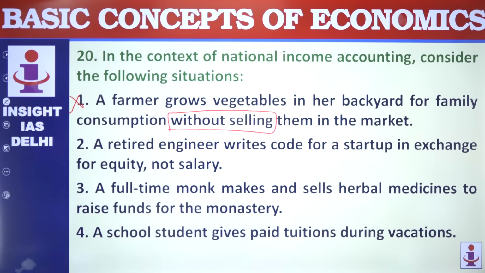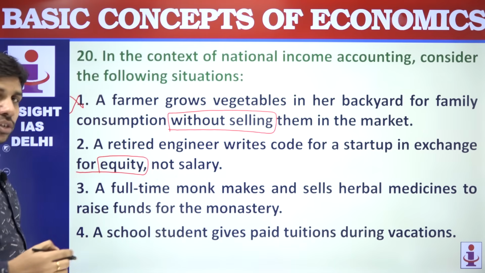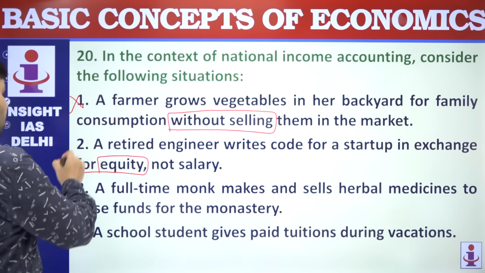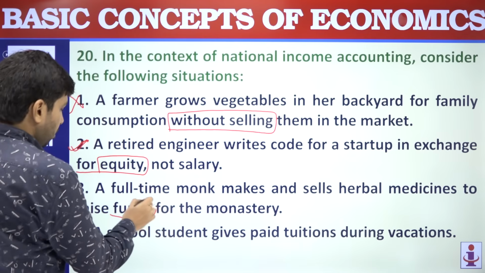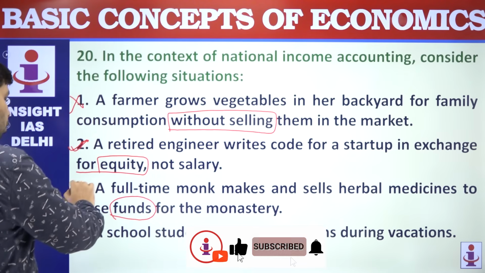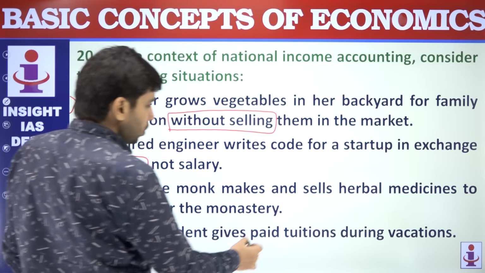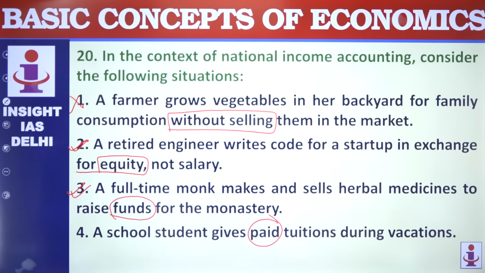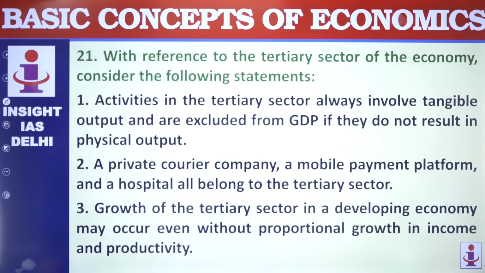A retired engineer writes code for a startup in exchange for equity, not salary. It's okay, some kind of monetary exchange is involved. Equity ही ले रहा है अपने काम के बदले, तो this is an economic activity. A full-time monk makes and sells herbal medicines to raise funds. Yes, monetary things are involved, so this is also an economic activity. A school student gives paid tuitions during vacations. Yes, giving paid tuitions, so this is also correct. So 2, 3 and 4. Option A is your correct answer.